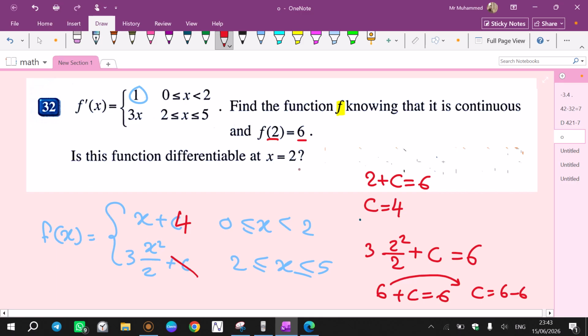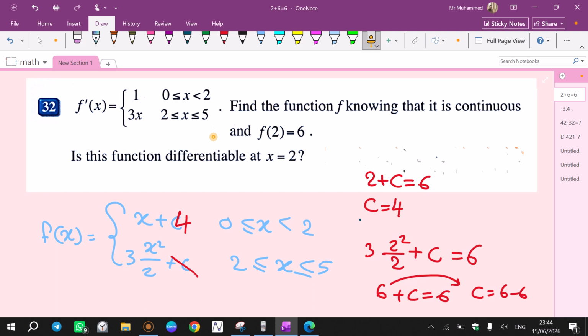Is this function differentiable at x equal to 2? Let's check. Differentiable means the derivative has left and right equal. The derivative is already given, no need to find the derivative again. This is f. Derivative is already given. Put 2 here. Result will be 1. Put 2 here. Result will be 6.